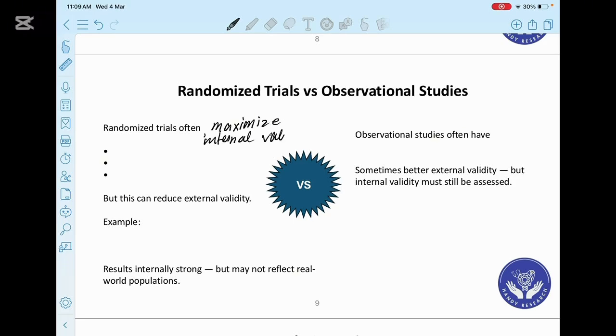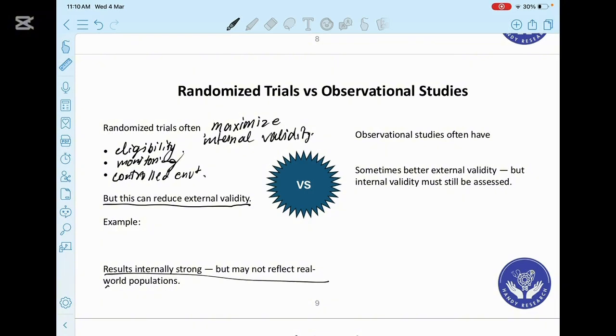Maximize internal validity. How? Because there are strict eligibility criteria, monitoring, and a controlled environment as well. But this can reduce the external validity because, let's suppose, if a trial excludes elderly comorbid patients, the results are internally strong but may not reflect the real-world population.